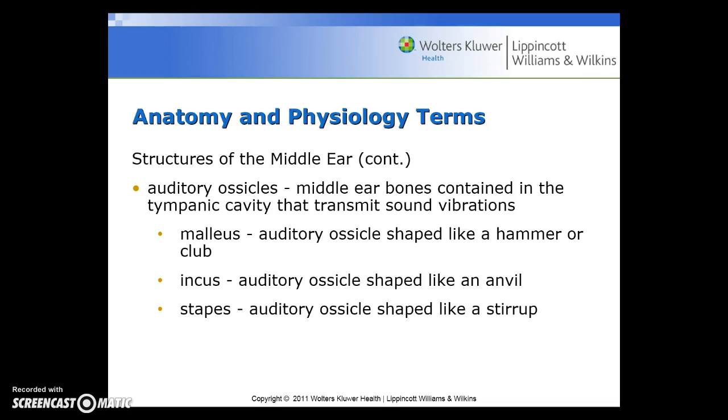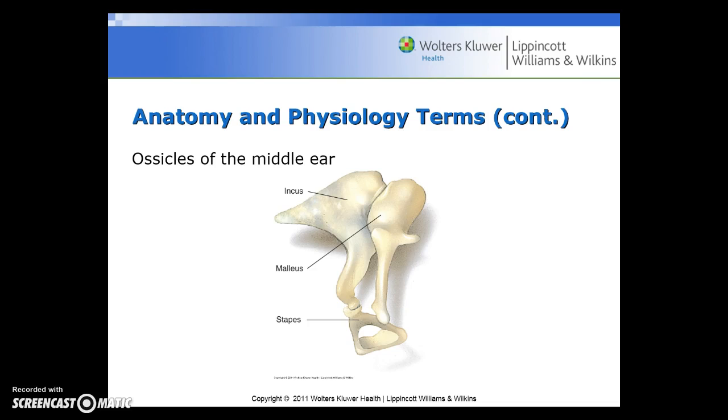So the malleus is the auditory ossicle shaped like a hammer or a club. The incus is the auditory ossicle shaped like an anvil, and the stapes is the auditory ossicle shaped like a stirrup. So here are the ossicles of the middle ear: the incus, the malleus, and the stapes.